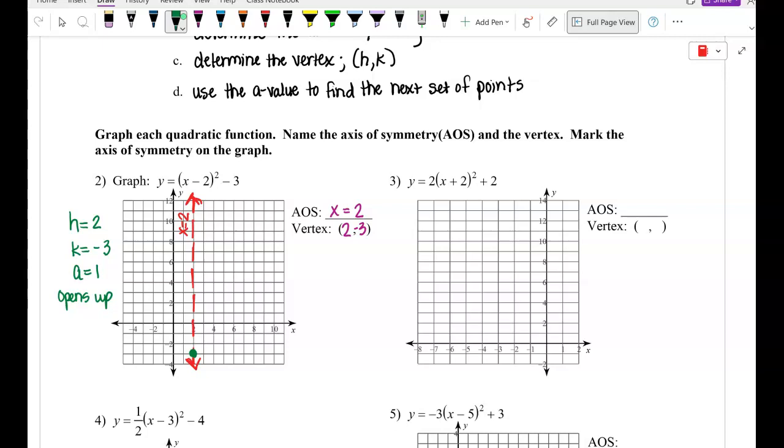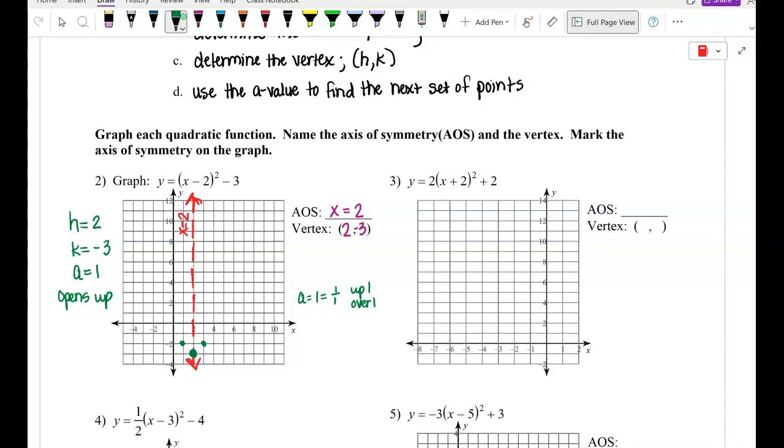Now, how do we use that a? Since we said a equals 1, that is the same thing as 1 over 1. For the first set of points from the vertex, we can use that as a slope. So we're going to go up 1 over 1. Now the difference is on a linear function, when we say over 1, that always means to the right. Here, that over 1 means both right and left because we know we have mirroring points. So I start at my vertex, I go up 1, 1 to the right for 1 point, then I go back and go up 1, 1 to the left for another.